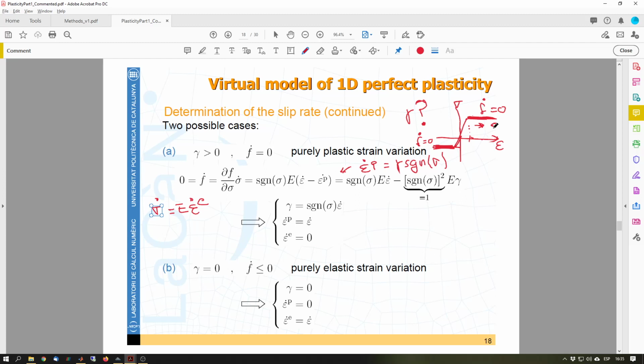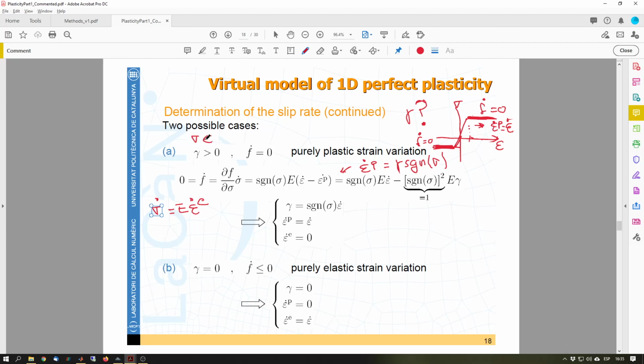So on that regime, what I increase as strain is the same as what I increase as plastic strain. There's no sign or anything else involved in that relationship. And on that regime, of course, if the total strains are equal to the plastic strains, it means that my elastic strains are equal to zero. So this is whenever we are at the boundary.